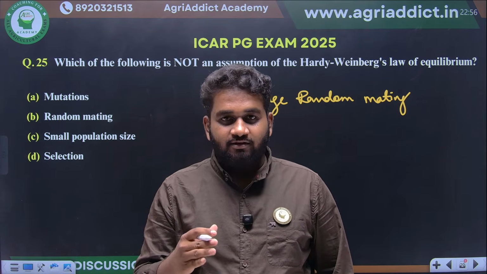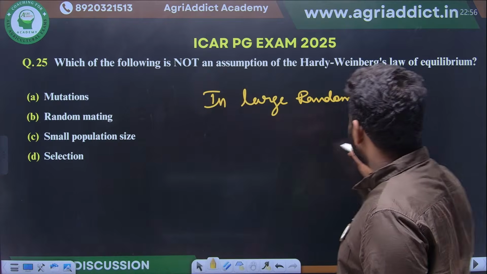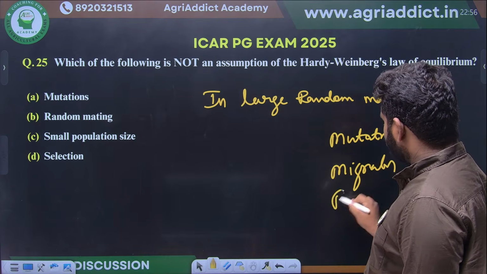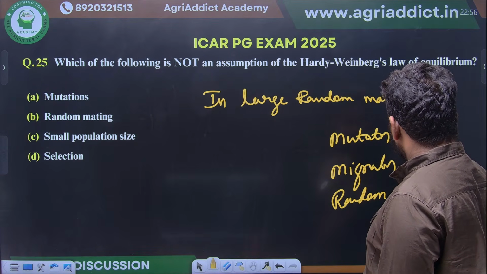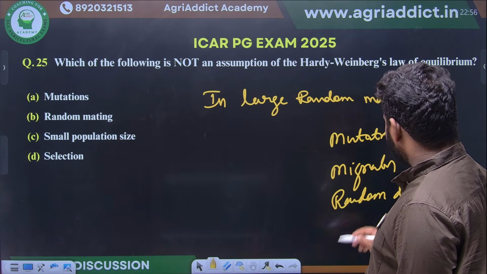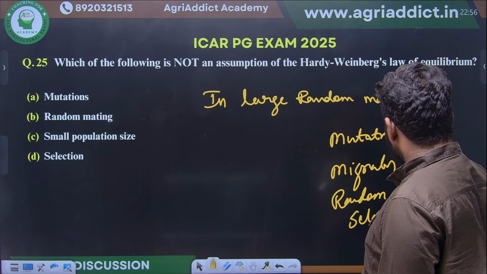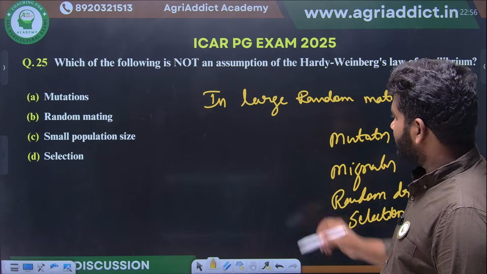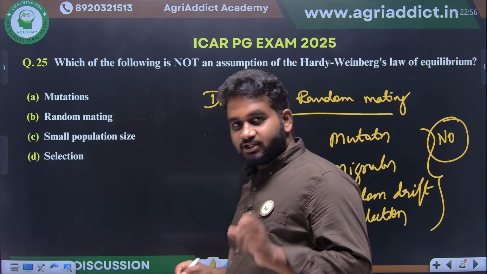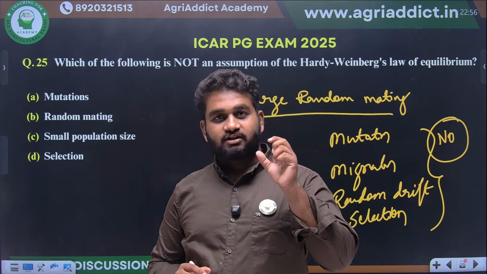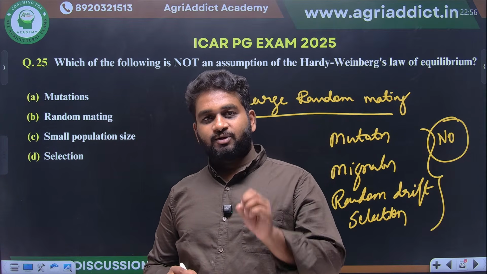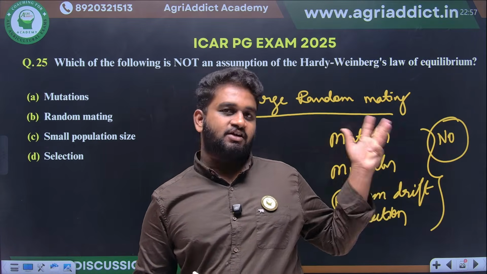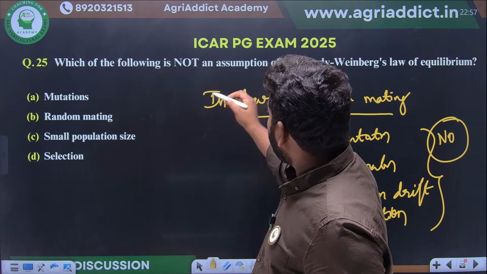when there is an absence of mutation, migration, random drift, selection. When there is none of these and in a large random mating population, your gene and genotypic frequency will remain constant generation after generation. This is the definition, not an assumption.